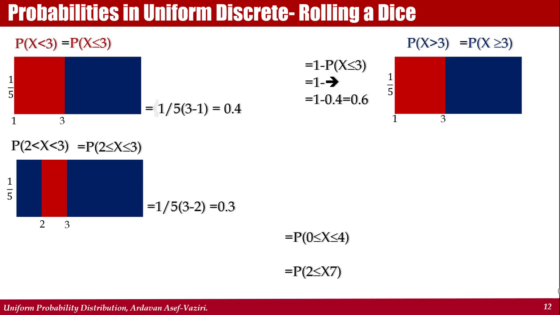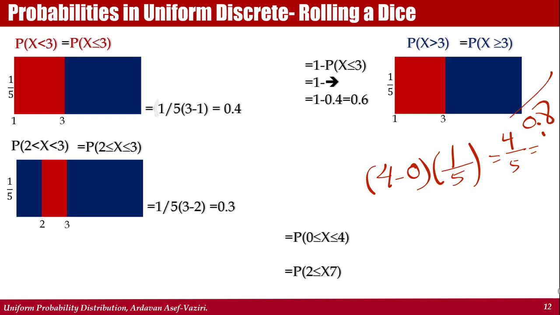Probability of x greater than or equal to 0 and less than or equal to 4. It is not 4 minus 0 times 1 over 5. It is not 4 over 5 equal to 0.8. Why is it not? Because the lower bound is 1.